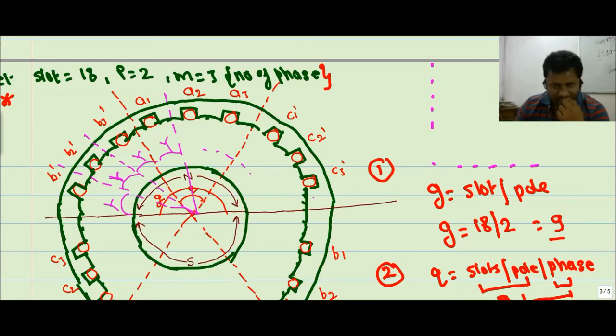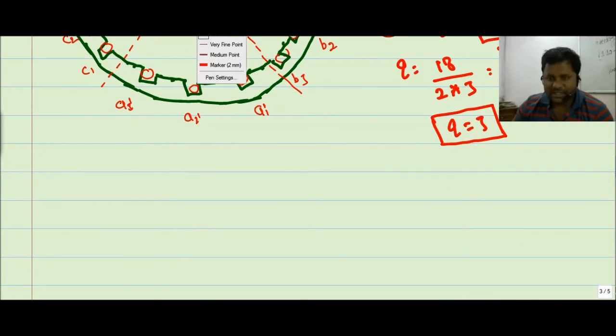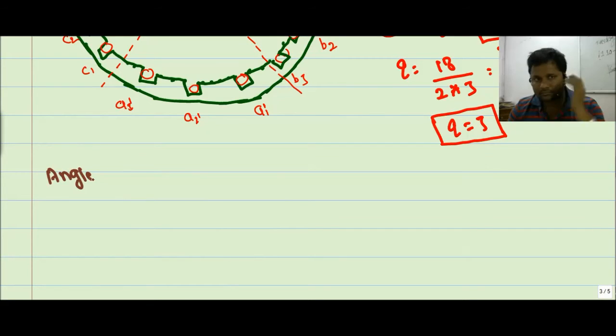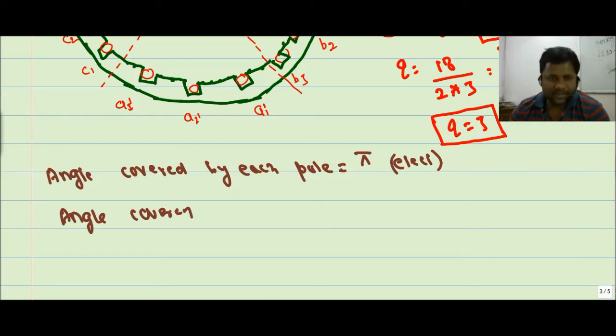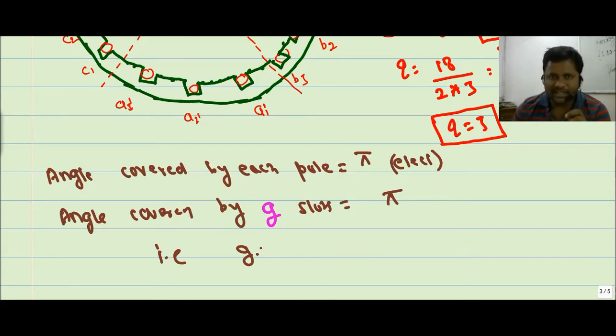Now, to make a conclusion about the angle: the angle covered by each pole is pi electrical, and the angle covered by G slots, that is G into gamma, equals pi. This is our relation.